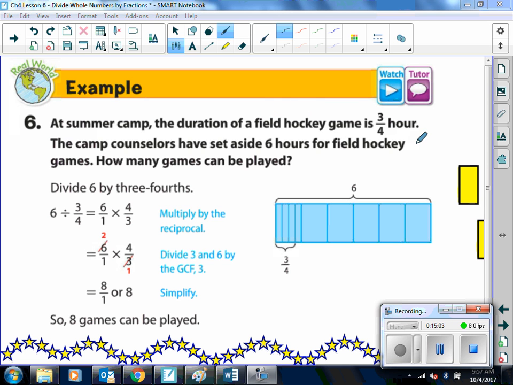All right, example 6 says, at summer camp, the duration of a field hockey game is 3/4 of an hour. The camp counselors have set aside 6 hours for field hockey games. How many games can be played?